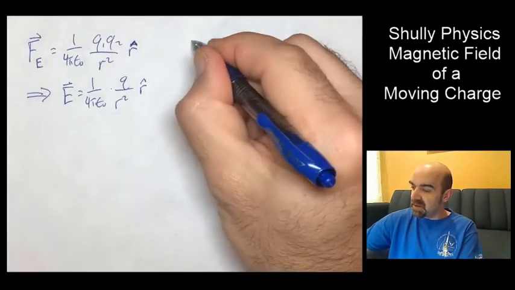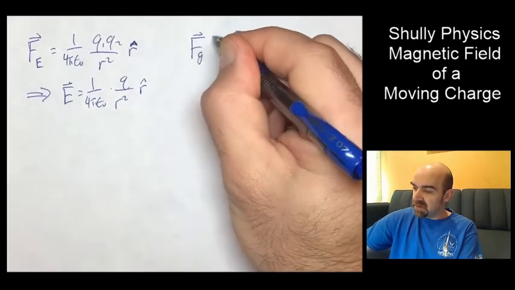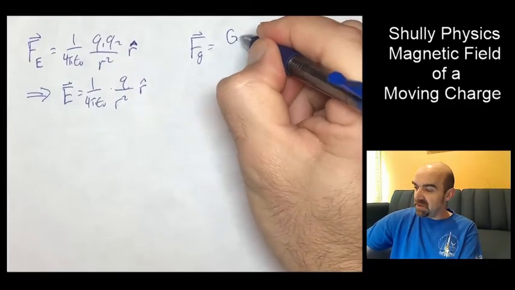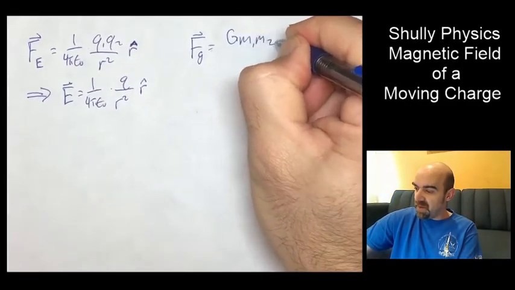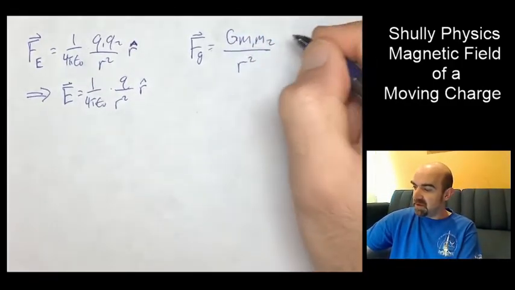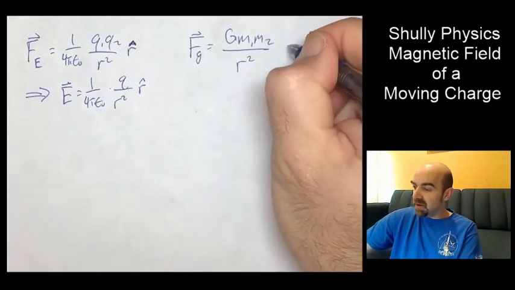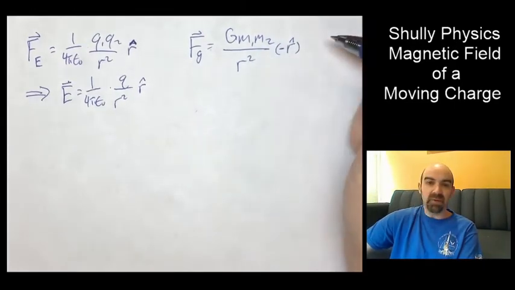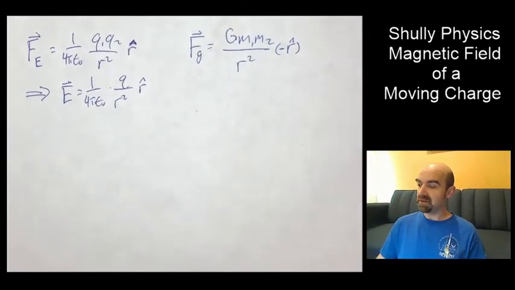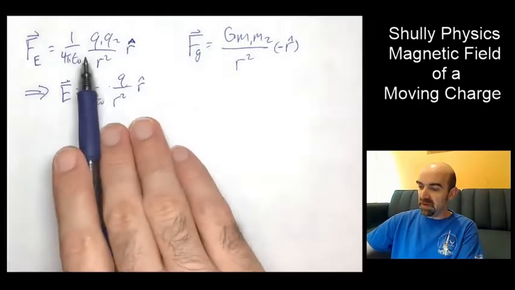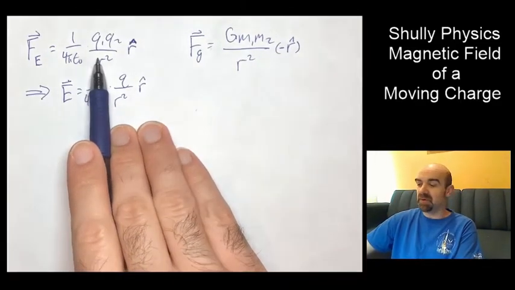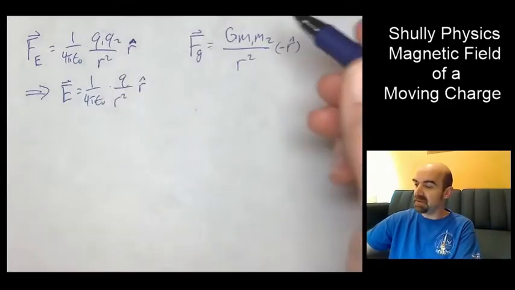Then we've got the gravitational force. And what does that start with? That's a big G, and that's the force between any two masses. It is also in the r direction, but what's unique about gravity is it's in the negative r direction. It's always an attractive force, whereas the electric force can be repelling, a positive force, or attracting, a negative force.